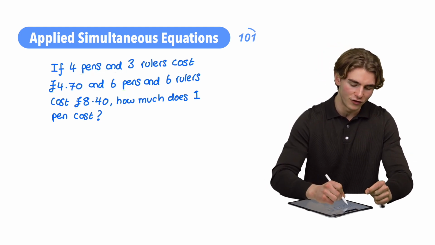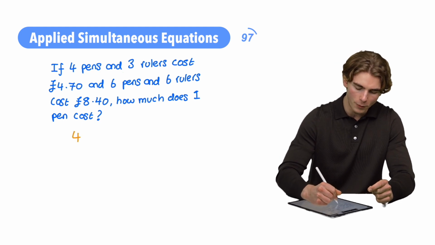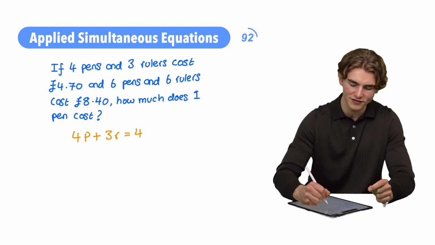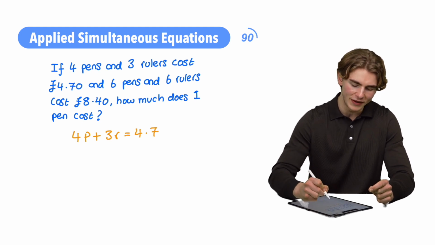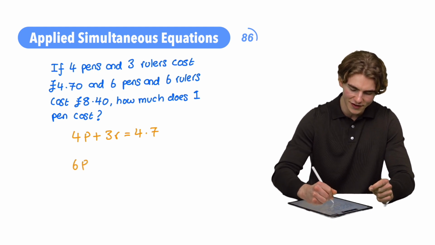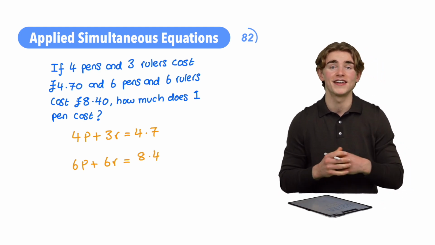Let's get it done. Forming the first, we know that 4 pens plus 3 rulers, so we can say that 4p plus 3r is going to be equal to £4.70, let's say 4.7, and then forming the second equation, 6 pens plus 6 rulers is equal to £8.40. Let's write it as 8.4.